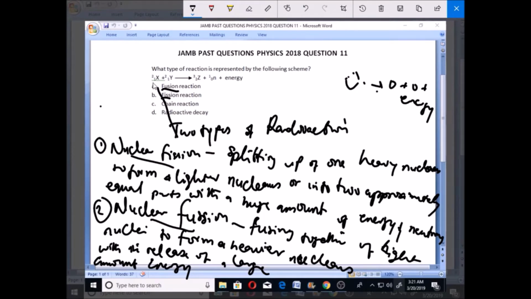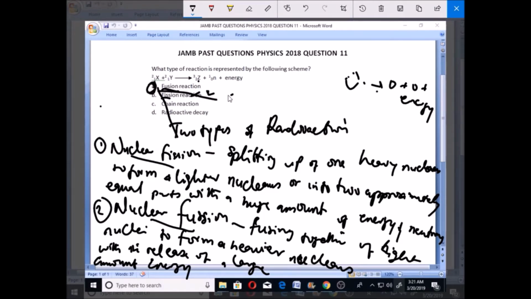You will see that when you look at these nuclei, this is 2 and here is 2, but they form 3. So you have smaller ones coming together to form a big one with energy. Here is 1 and here is 1, and here we have 2. So we have this and this combining to form this. So you can say that this is actually nuclear fusion because they are coming together to form a bigger one.